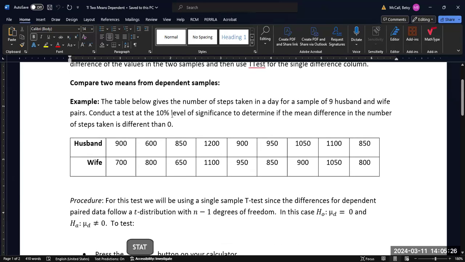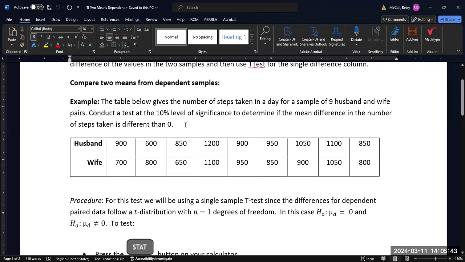So in the table below, we're given the number of steps taken in a day for a sample of 9 husband and wife pairs. We want to conduct a t-test at the level of 10% significance to determine if the mean difference in the number of steps taken is different than 0.